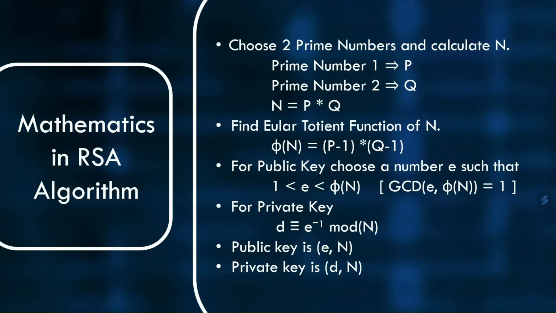Now, in the third step, for public key, choose a number e, such that e must lie between 1 and phi, and GCD of e and phi should be equal to 1. For private key, d is modular multiplicative inverse of e as shown here. Here, public key is e and private key is d.